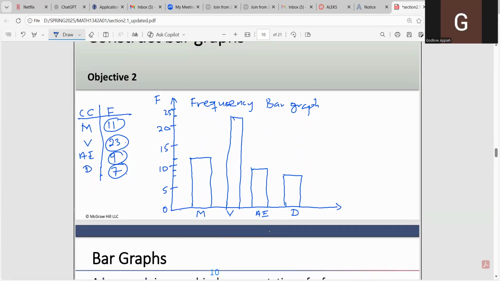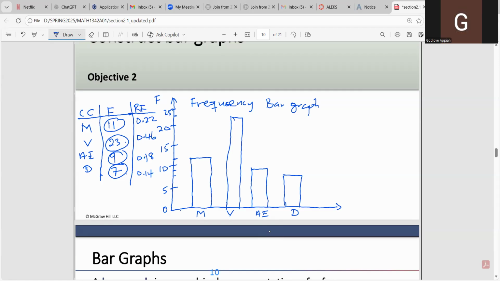So now let's see if we can construct a relative frequency bar graph. For relative frequency, remember, I'm going to add another column here to have the relative frequency distribution. The relative frequency for the MasterCard category, we got that to be 0.22. For Visa, 0.46. For American Express, 0.18. And for Discover, we got 0.14.